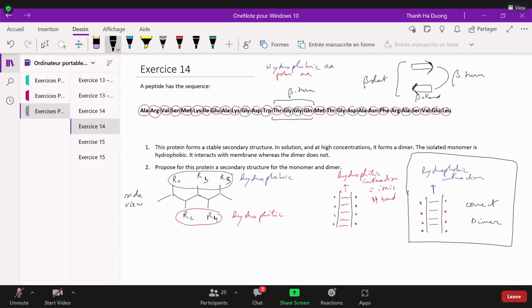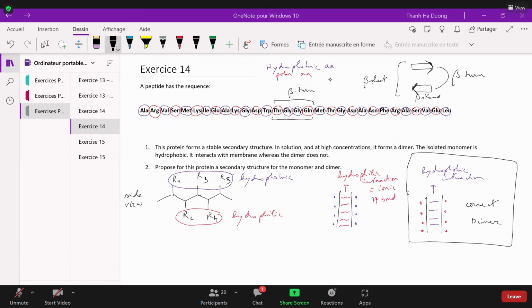So does that mean in this question, if we want the monomer to be hydrophobic, it has to be the beta turn that has the hydrophilic inside and hydrophobic outside? No. The beta sheet is like a plane. Yes. Okay. So what is the structure for the monomer? The monomer structure is a beta sheet.